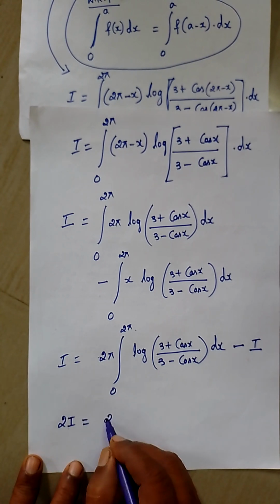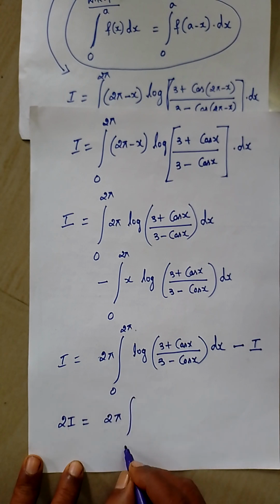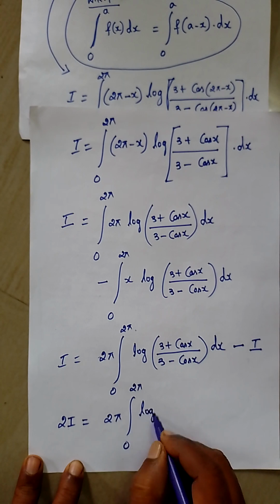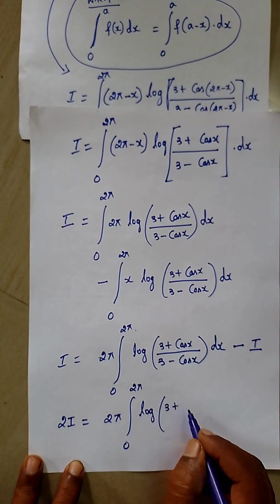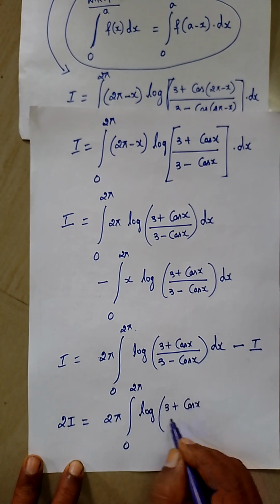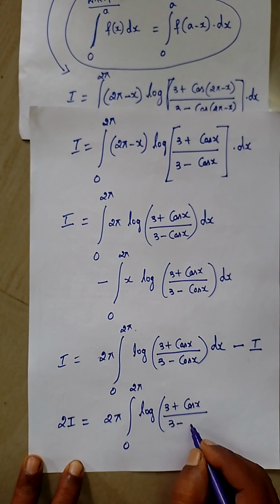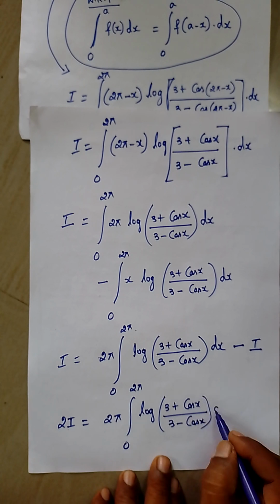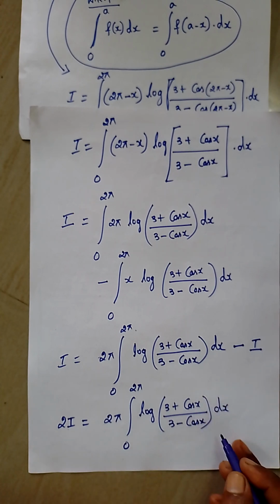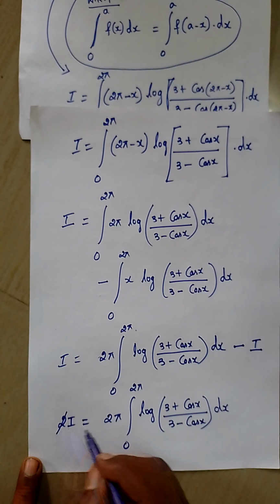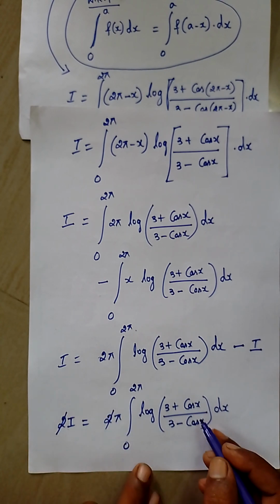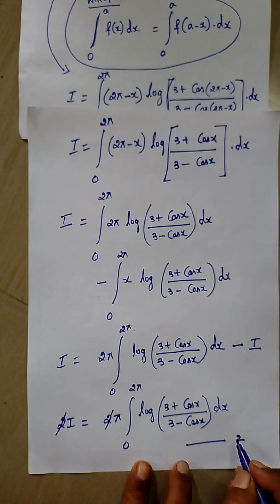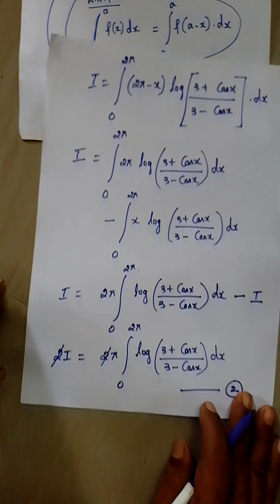2I is equal to 2π times the integral from 0 to 2π of log((3 + cos x)/(3 − cos x)) dx. So here this 2 and this 2 will get cancelled. I am calling this equation number 2.